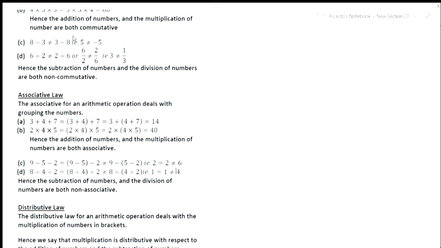Okay, so that is saying that hence subtraction of numbers and division of numbers are both non-associative, because depending on how you group them, that would change or affect the result drastically. So therefore, subtraction and division is not associative.